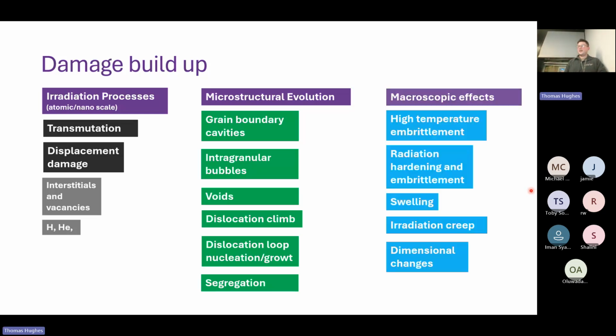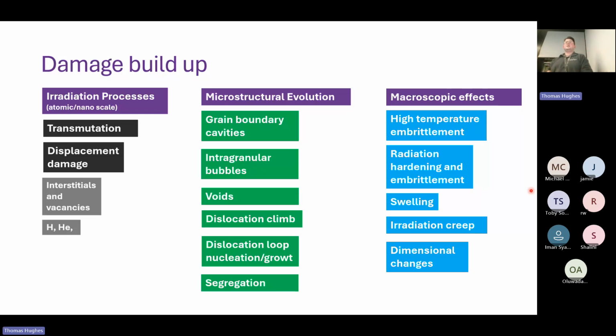And this sort of leads to macroscopic effects. So you see we've got irradiation happens, it changes our microstructure, and over time that changes the macroscopic effects and things of the material. So we'll get our high temperature embrittlement, radiation hardening and embrittlement. If you've got lots of voids and bubbles in your material, that will lead to swelling. Then we've got something called irradiation creep, and then also dimensional changes of your material if you've got swelling and such. So a lot of bad things happen to our material with radiation.